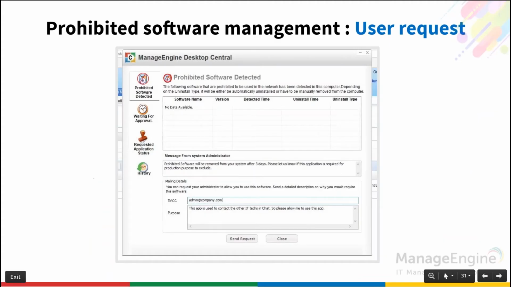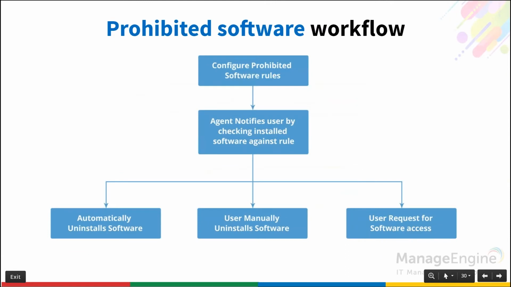So let's have a quick walkthrough on what we just saw about the prohibit software workflow. First, the administrator creates a rule, and the agents will get notified right after the refresh cycle. When the agent contacts the server, it's going to have all the settings configured by the admin, and either the users can manually uninstall the software, or if they don't, then the Desktop Central server itself will automatically uninstall the application from the client. And in case they require it, they can also send a request to you.